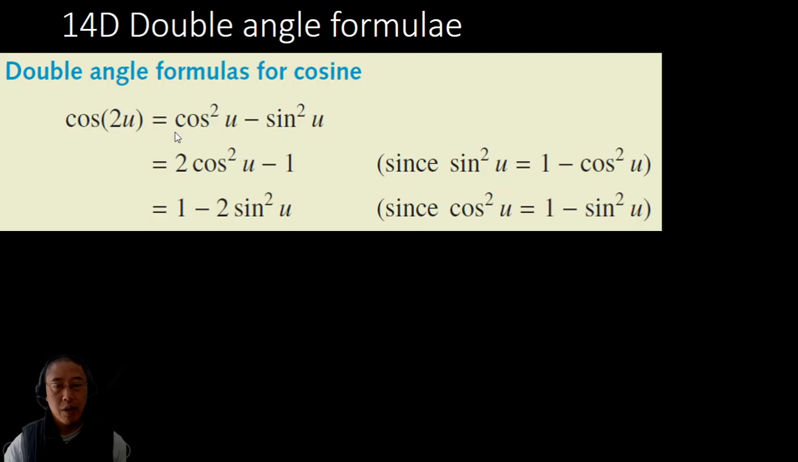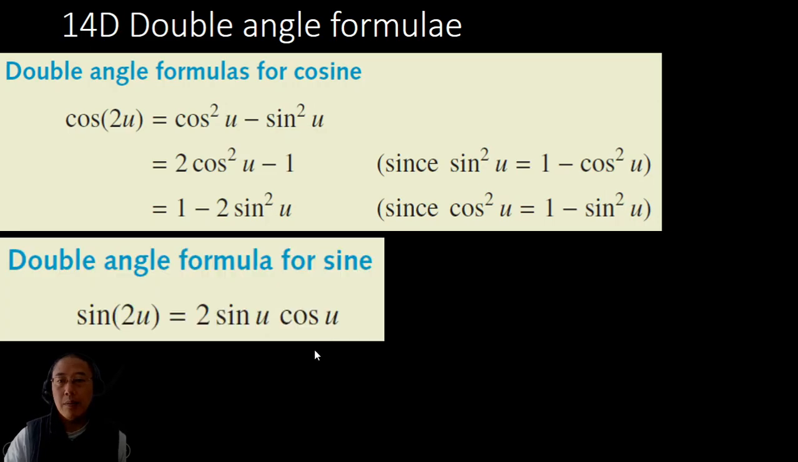So the first formula is the main one, but you have resulting expressions that are only either in cos or in sine. That could be useful depending on the given information. Like they can give you values in terms of cos, and you can find cos of 2u.